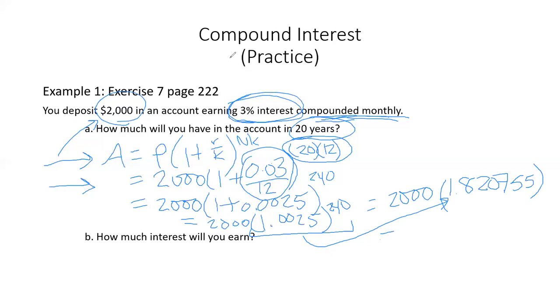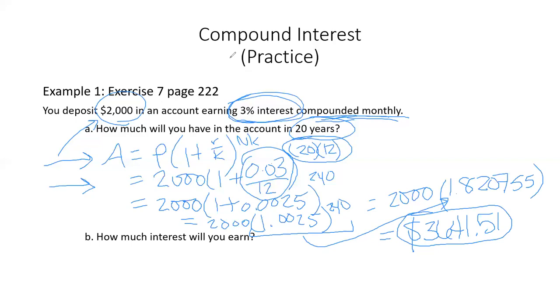And now we can multiply. Keep in mind we're talking about money here, so it's going to be $3,641.51. That's going to be how much we have in the account after 20 years just from investing $2,000.